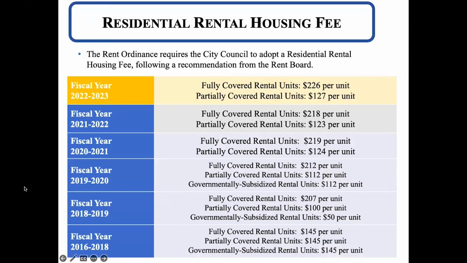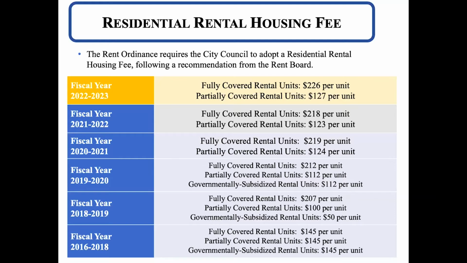So this is the residential rental housing fee. The rent ordinance requires that the City Council adopt a residential rental housing fee following the recommendation from the Rent Board. As you can see, we have listed the fees for every fiscal year since we've been around, which is 2017. And then the current year is at the top. So that's fiscal year 2022, 2023.